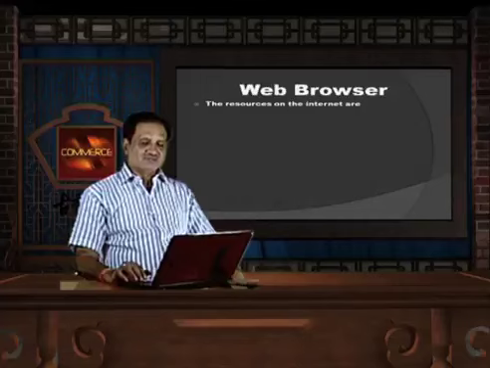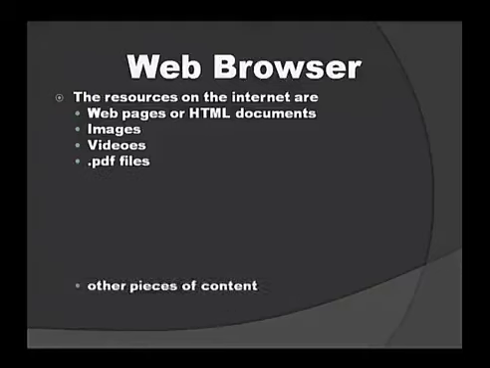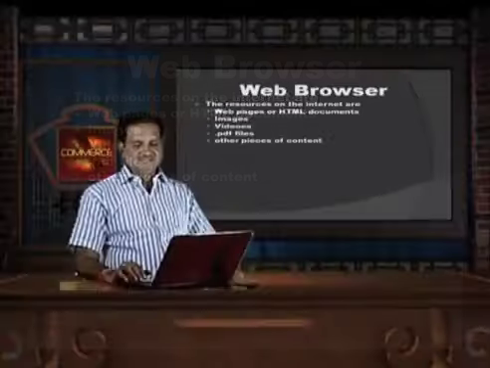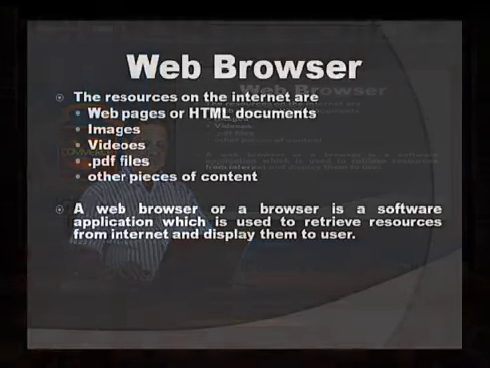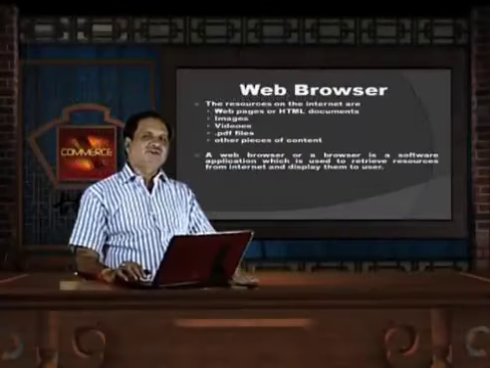So, the resources on the internet are web pages or HTML documents, images, videos, PDF files and various different kinds of pieces of content. A web browser or a browser is a software application which is used to retrieve resources from internet and display them to the user. Basically, this is the main purpose of a web browser.